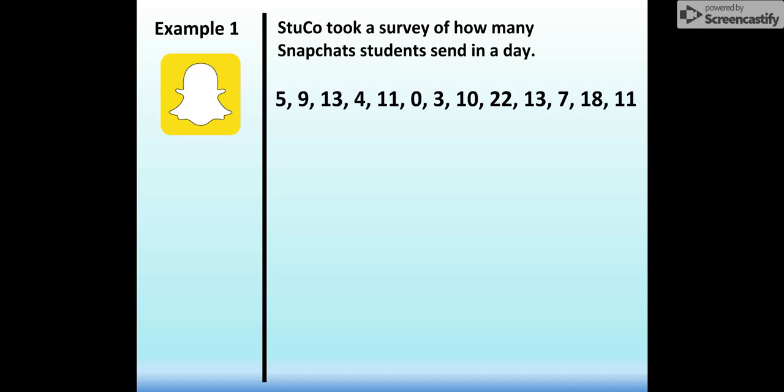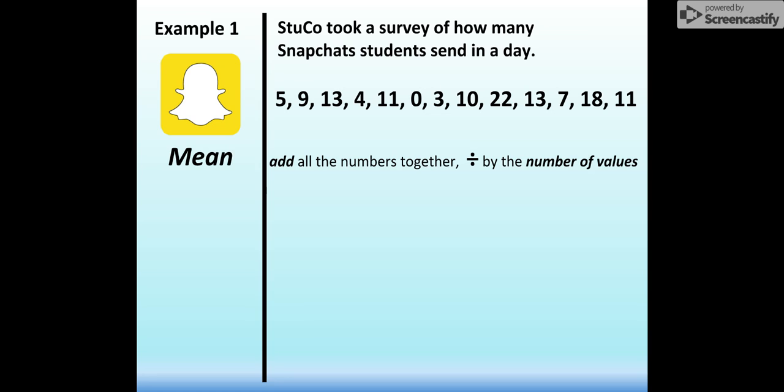The next example, student council. They took a survey to see how many Snapchats a group of students send in one day. These are the numbers that their survey got. First thing, mean. Add them all up, divide by the number of values. This time, each one of those numbers represents a different student. So that first number, 5, one student, their answer was, I send 5 Snapchats a day, and so forth. So add those all up.